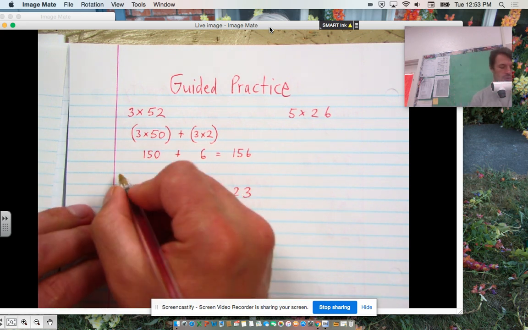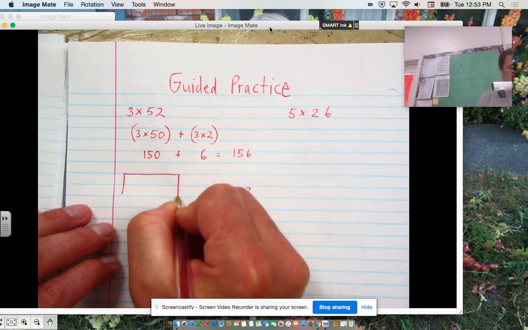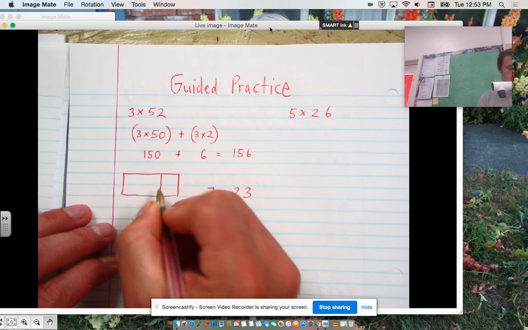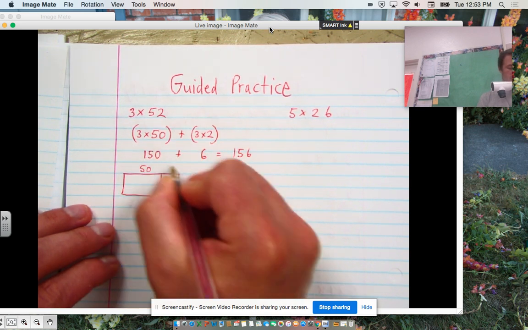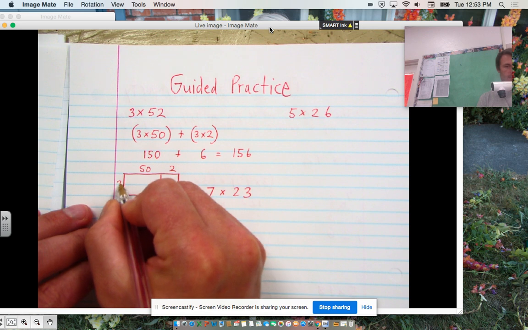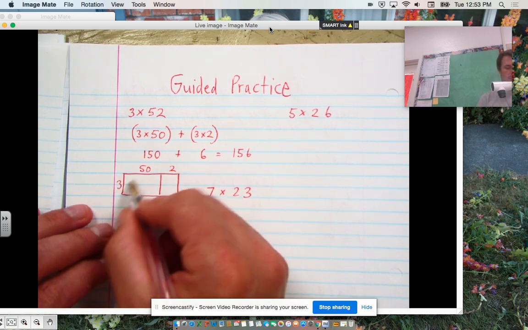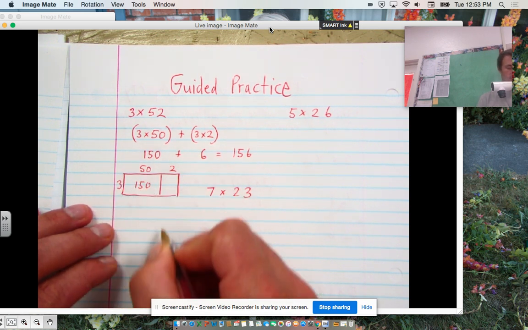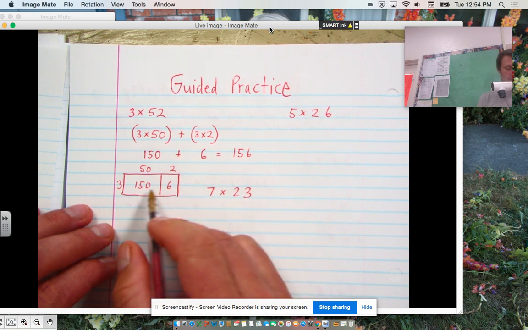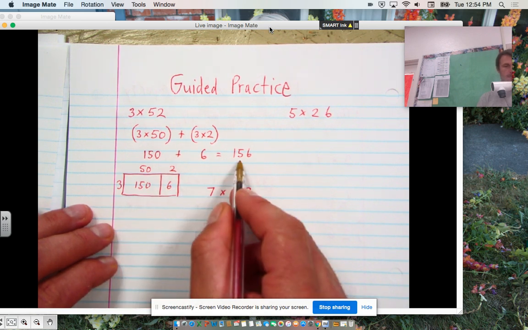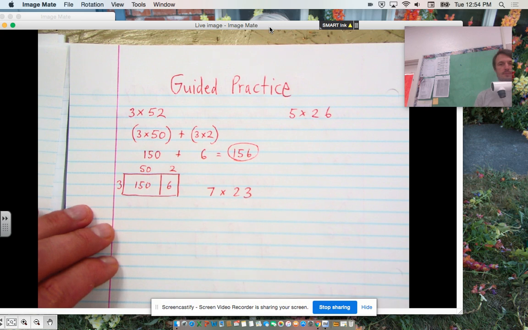And if you wanted to show that same problem using the area model, you separate the 52 into 50 and 2. You multiply both by 3 separately. 3 times 50 is 150, 3 times 2 is 6, and 150 plus 6 is 156.